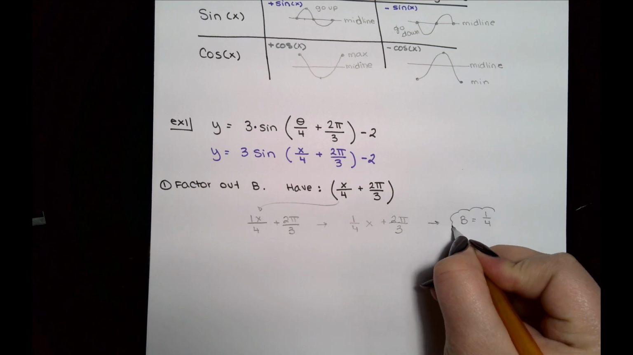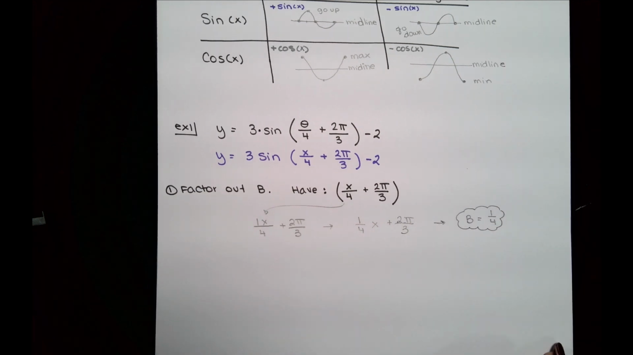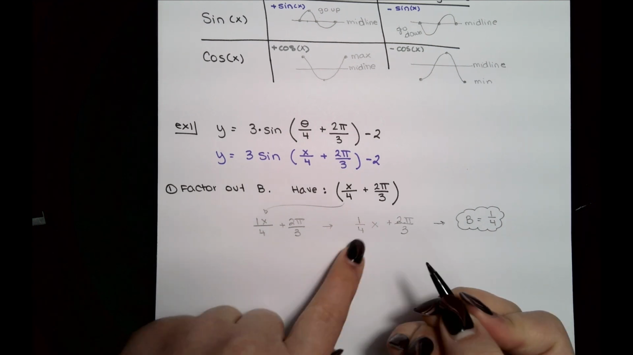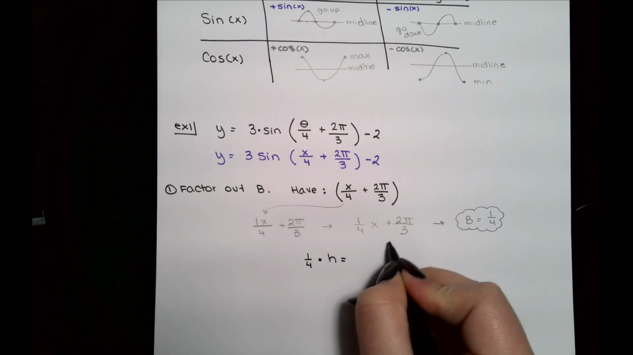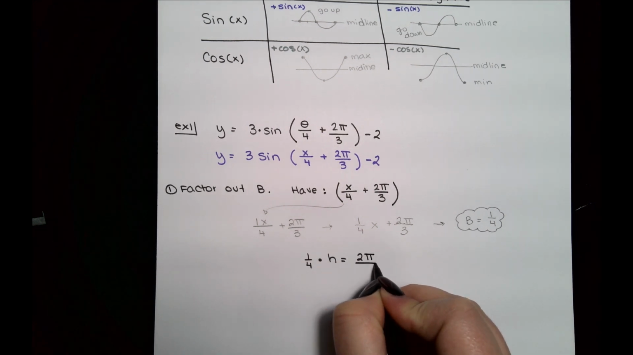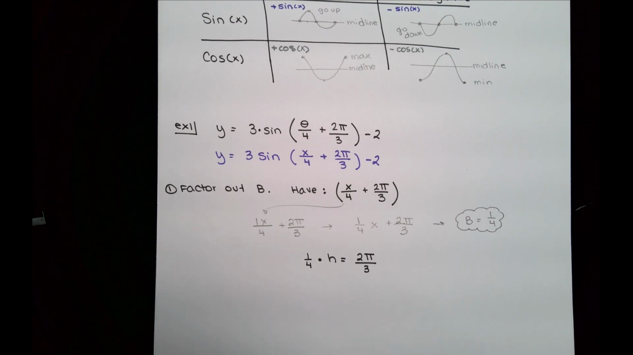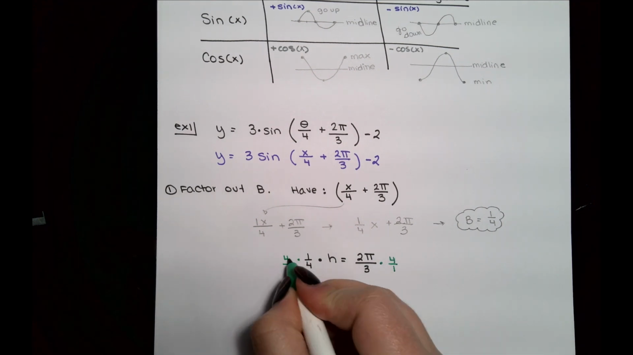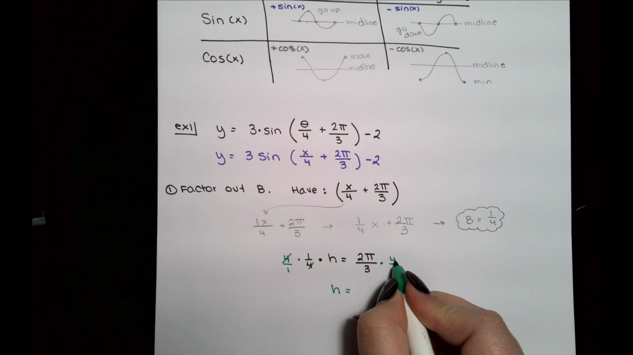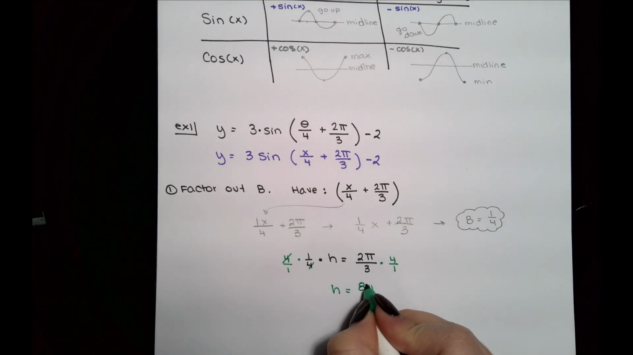So again, you have choices. You can either quickly do the reciprocal, multiply by what you have, or you can set it up as your mini equation. And the mini equation is you're going to take this b value 1/4 times your h is equal to what you originally have, which is 2π/3. So we're going to multiply both sides by the reciprocal. So if we take it, we flip it. This would be a 4/1. 4's go away. We're left with h is equal to 4 times 2 is 8π/3.